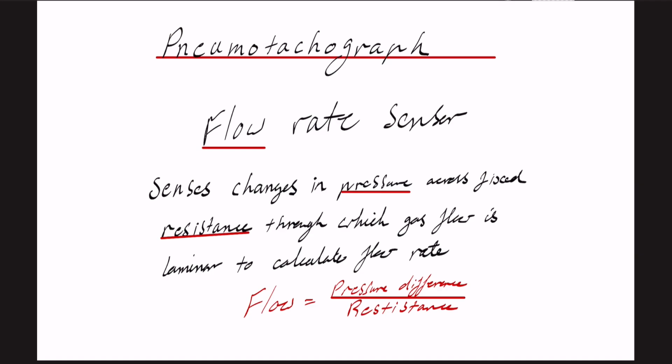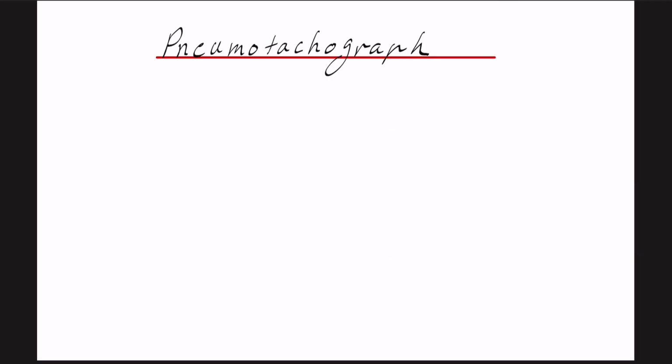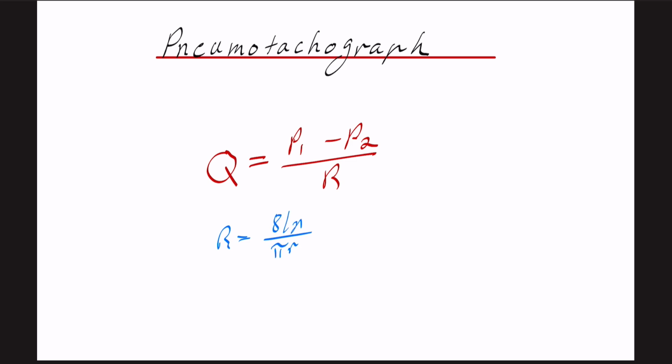Now, let's take this equation, and if we expand it out further, and we use the symbols such as Q for flow, and our pressure difference is a pressure gradient, so P1 minus P2, over resistance. And we know that resistance equals 8 times length times viscosity over pi times radius to the power of 4. Knowing this, we can then plug our resistance equation into the R on our flow equation.